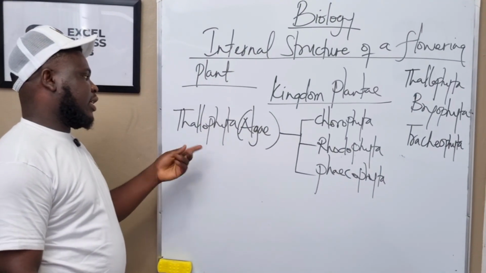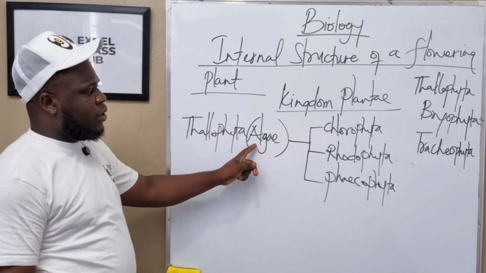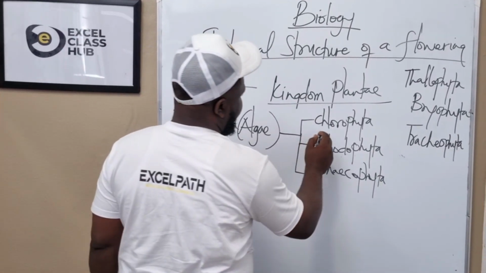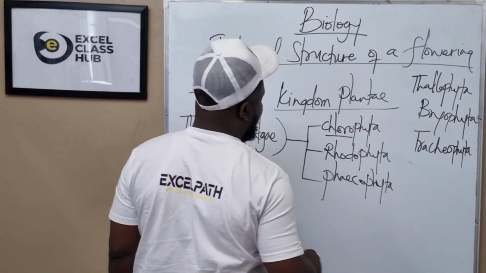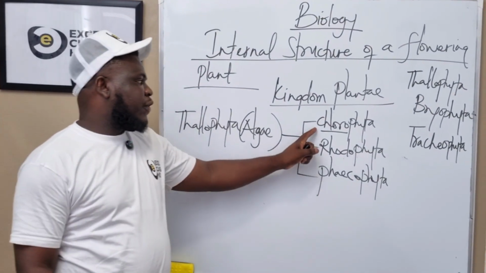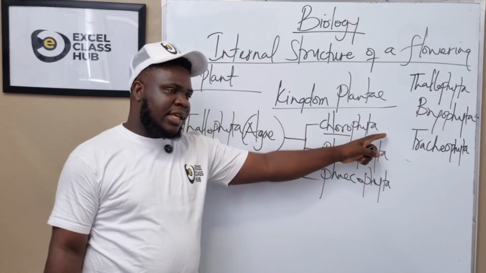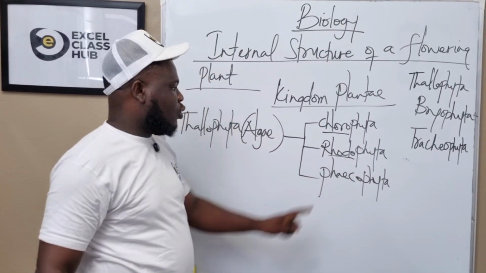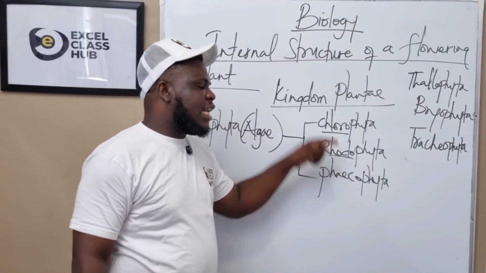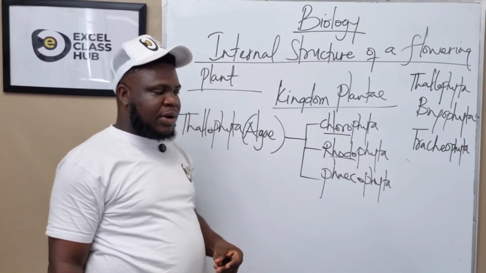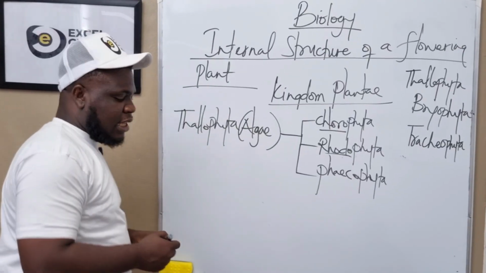Now recall again that the Thallophyta are also referred to as algae. From your knowledge of biology so far, you should know that anything called chloro means green. So Chlorophyta means green algae. Rhodophyta, rhodo from the word red, means red algae. Then Phycophyta means brown algae. So that is the Thallophyta.